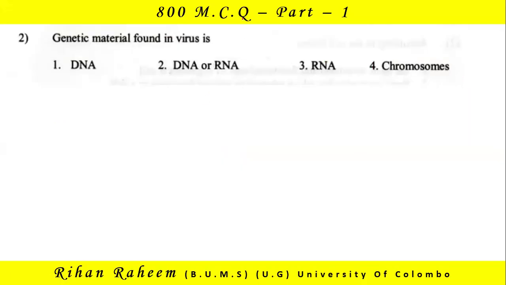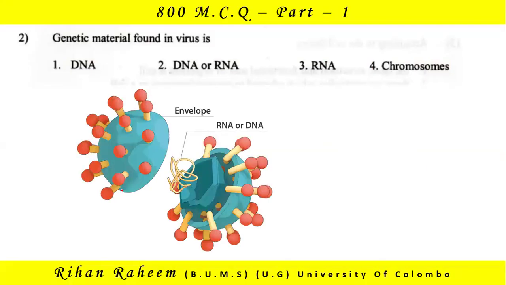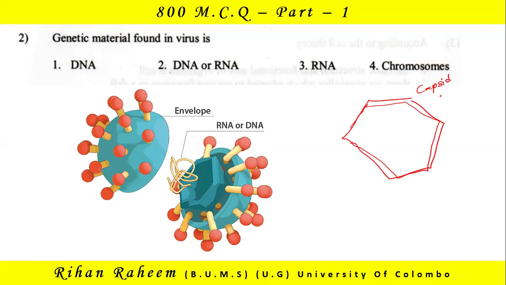Yes, let's go to the second one. Genetic material found in virus is... if you look at a virus, a normal virus is made out of two things. The outer coating, that is known as capsid, is made out of protein.